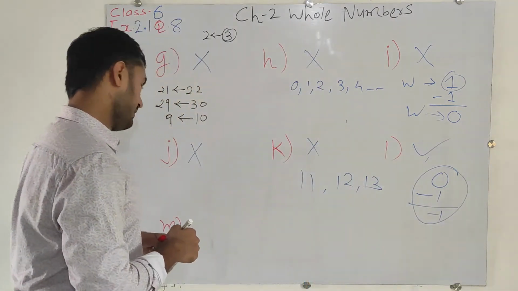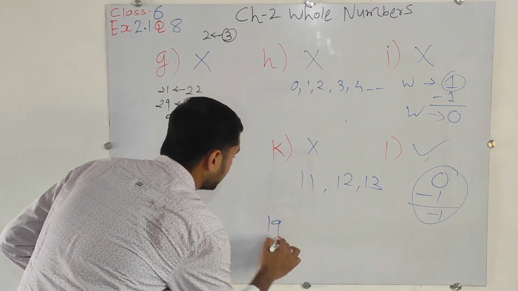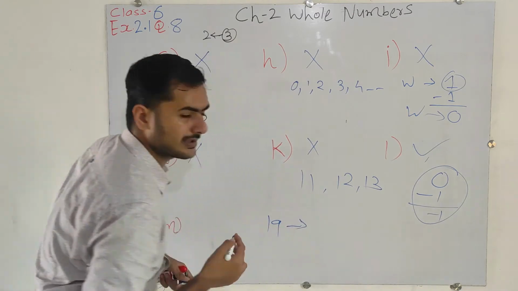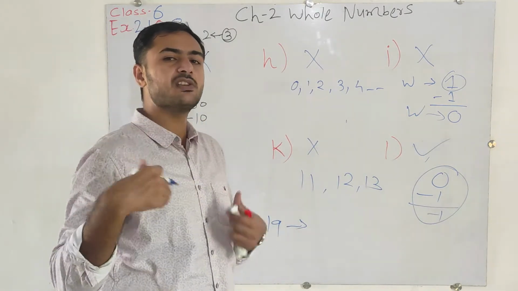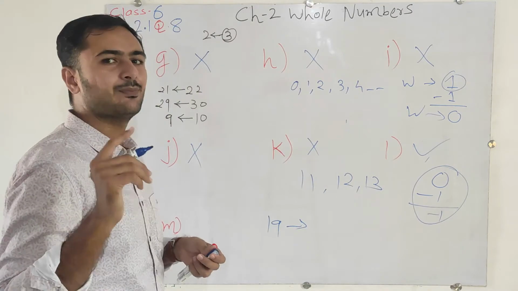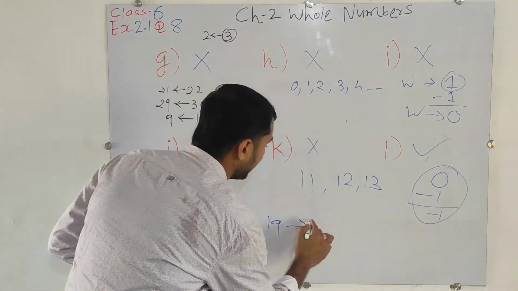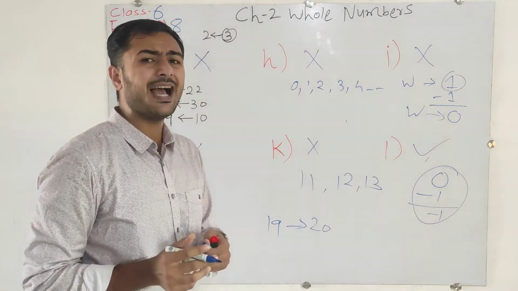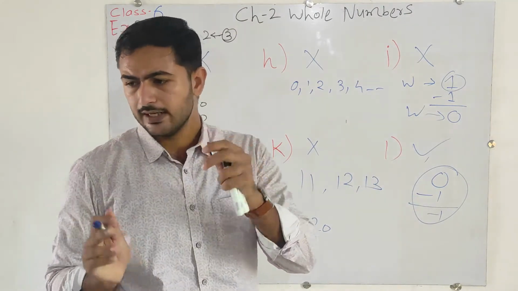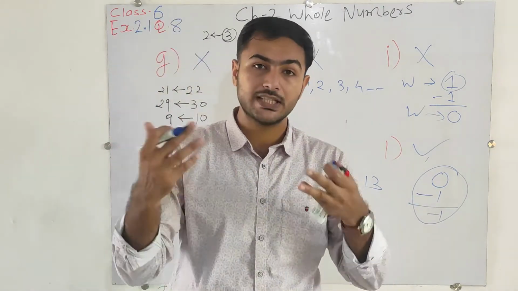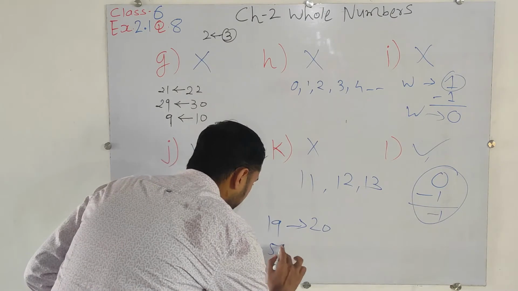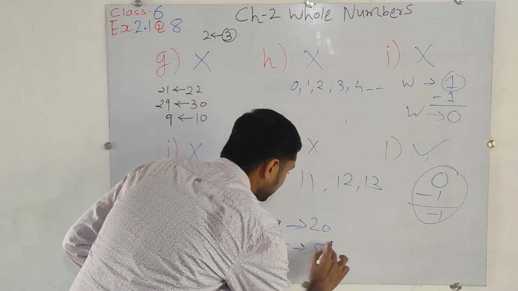Successor of a 2-digit number. So let's check that. 19. Successor of 19. Successor means we will just add 1. We will plus 1. It means the next number. So 19, then 20. We have to check that. The successor of a 2-digit number cannot be a 3-digit number. So let's see, like 55, that will be 56.